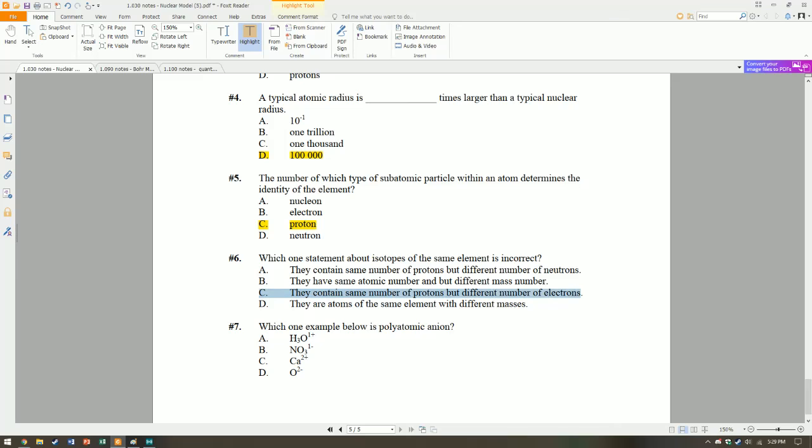That would be this one, C. And which is an example of a polyatomic anion? The answer to that is B.